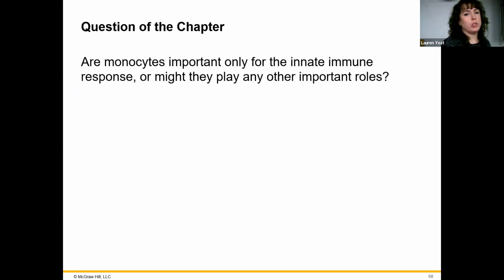So, are monocytes important only for the innate immune response, or might they play any other important roles? We did talk about how monocytes and macrophages can break stuff up and then go around and be like, do you recognize this? To get everything else started for the B and T cells. That's a different kind of response. That's not your innate. That's going to be your acquired immunity. So, all right.